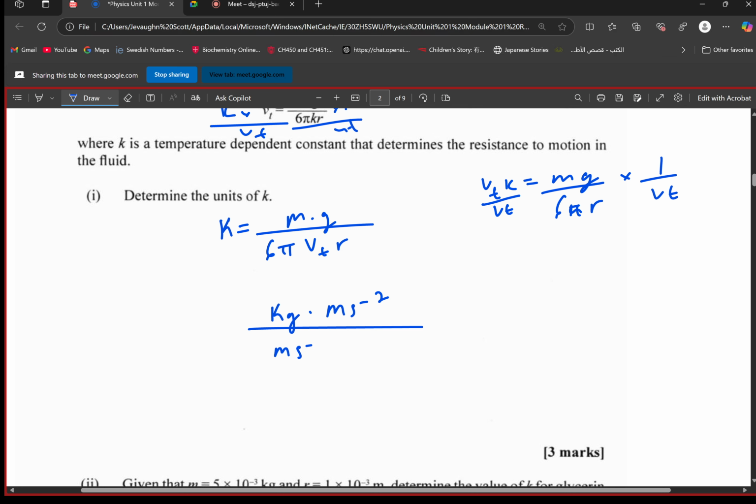Meters per second, lovely. And we times that by what? R is radius, and radius is in... what are the units of K? Cancel, cancel. Kilogram per meter. Does this make sense?